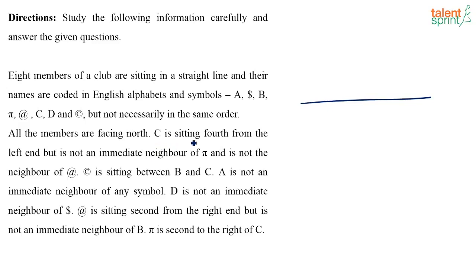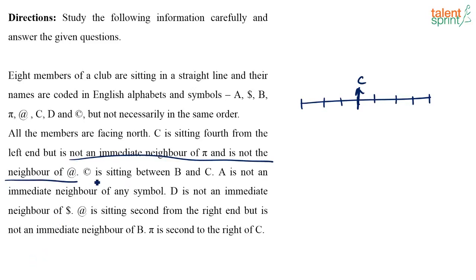C is sitting fourth from the left end. So 1, 2, 3, 4. How many people are there here? 5, 6, 7, 8. So that's the arrangement. And C is sitting fourth from the left end but is not an immediate neighbor of pi and is not an immediate neighbor of A. So I am not using that statement for now. I am just going to keep it there.